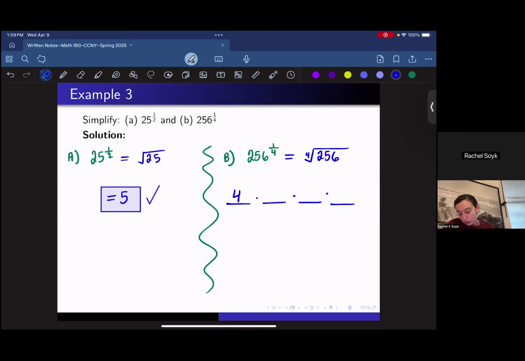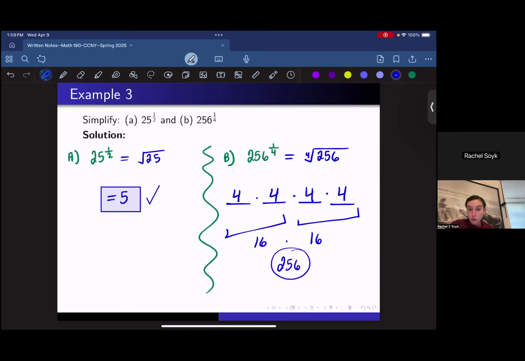4 times 4 gives us 16. And another 4 times 4 gives us 16. And would you look at that? 16 times 16 gives us the number we need, 256. So the 4th root of 256 is just 4.